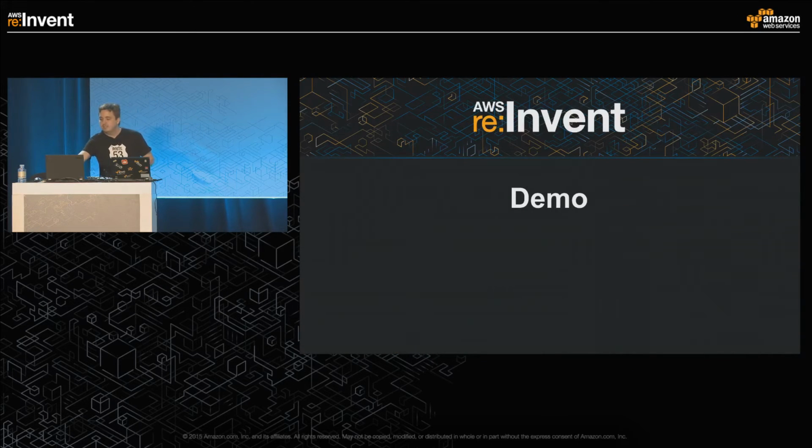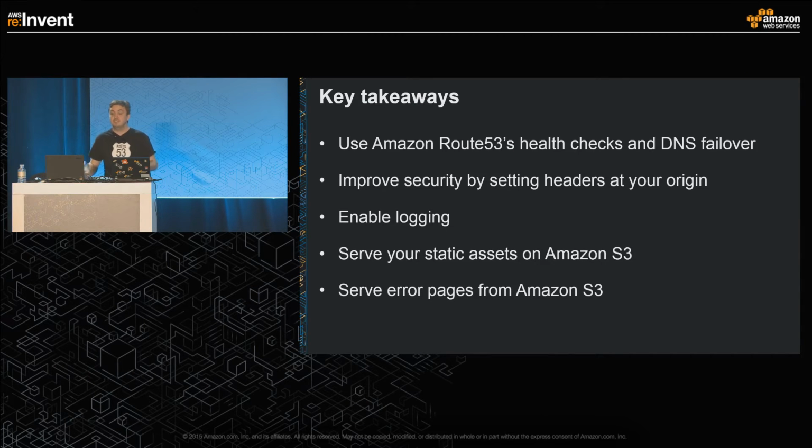Perfect. So key takeaways. Definitely use Route 53 health checks and DNS failover, especially if you're using a load balancer. You just have to check a box, evaluate target health, and configure the latency-based routing policy that you would like to use.